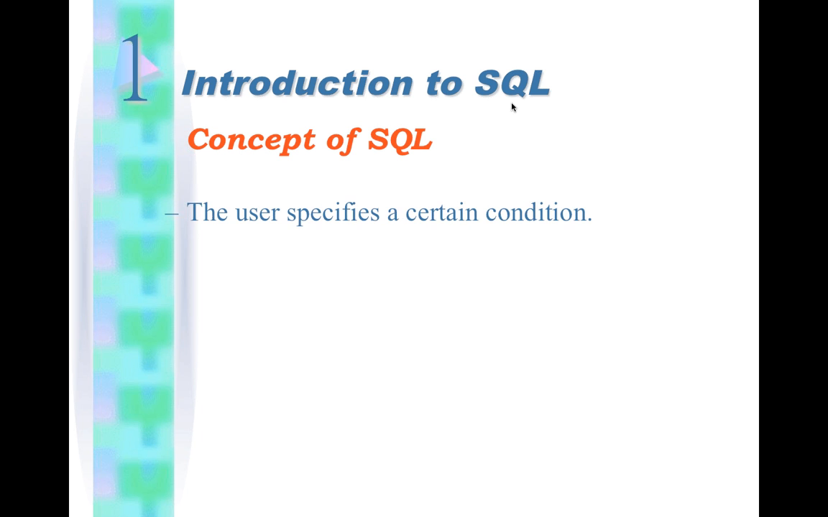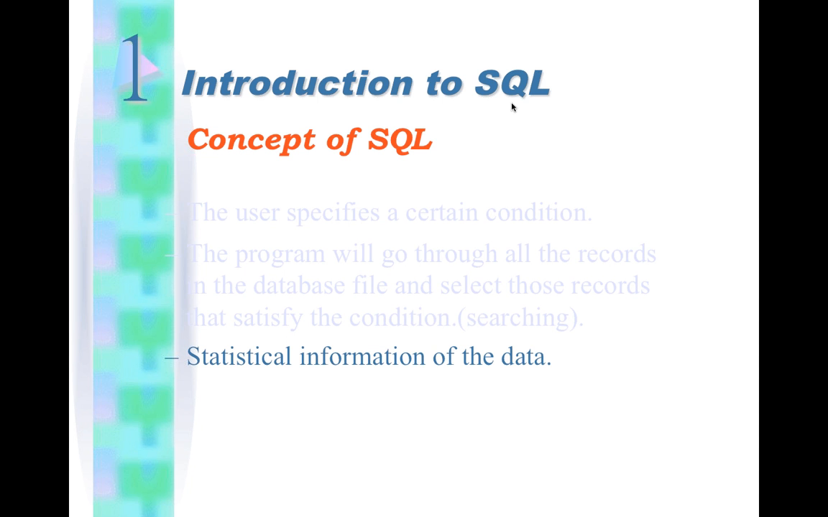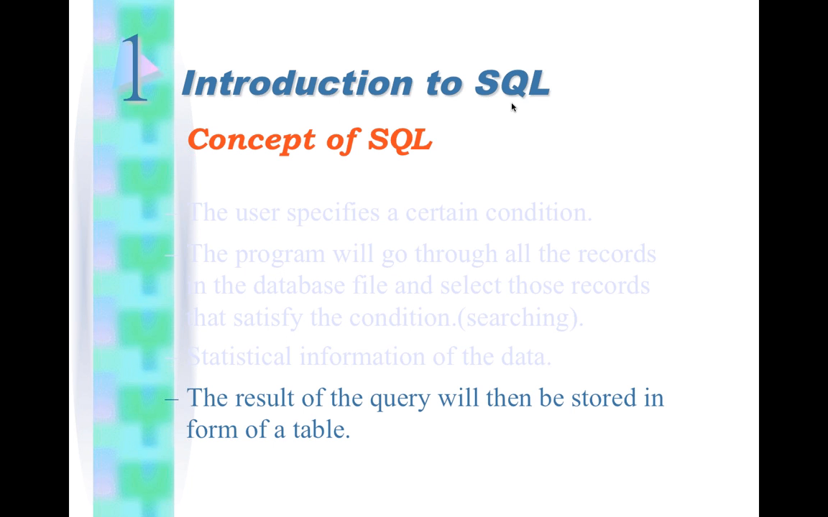Okay, let's see. The user specifies a certain condition. Concept of SQL: the program will go through all the records in the database file and select those records that satisfy the condition. Then statistical information of the data. Marketing guys need counts, those kinds of stuff, right? How many registrations happened this month on your website? How many registrations happened through mobile? How many registrations happened through web and all that kind of stuff? Those kinds of stuff you can also retrieve using SQL. The result of the query will then be stored in the form of a temporary table.